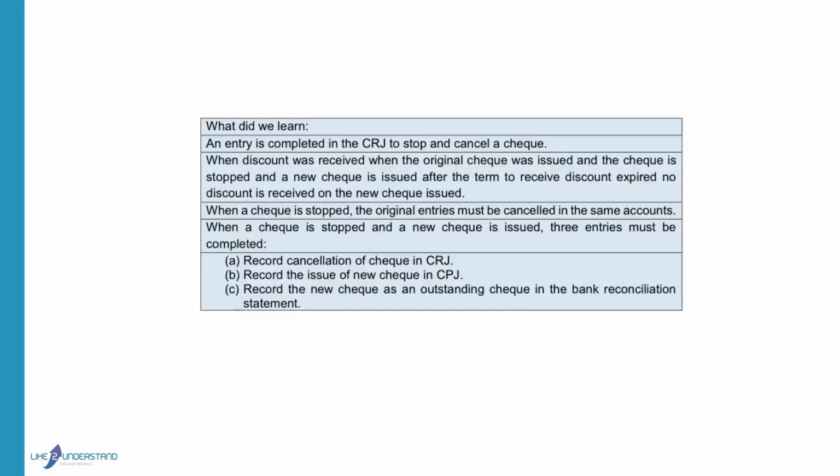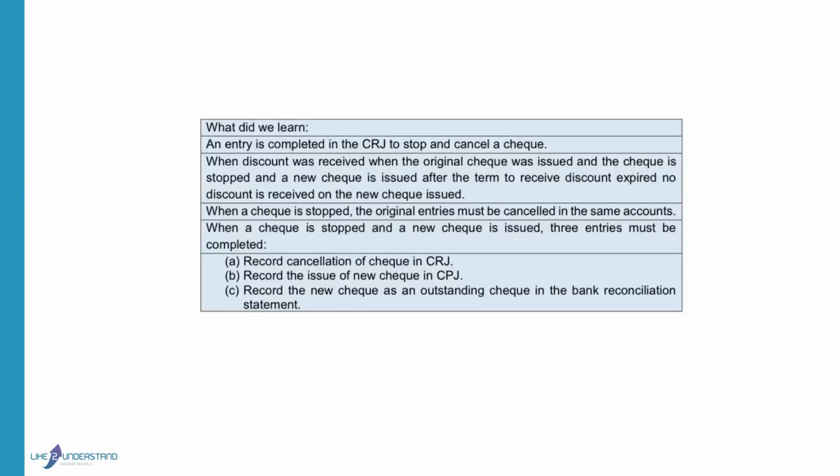What did we learn? An entry is completed in the cash receipts journal to stop and cancel a cheque. When discount was received when the original cheque was issued, and the cheque is stopped and a new cheque is issued after the time that you are entitled to receive discount, you will not receive discount on this new cheque. When a cheque is stopped, the original entries must be cancelled.